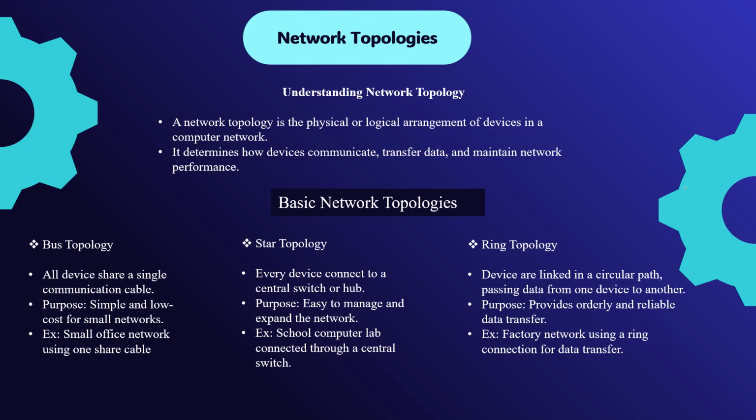And thirdly, ring topology, where devices are linked in a circular path, passing data from one device to the next around the ring. This provides orderly and reliable data transfer. An example would be a factory network using a ring connection for consistent, predictable data flow along the production line.